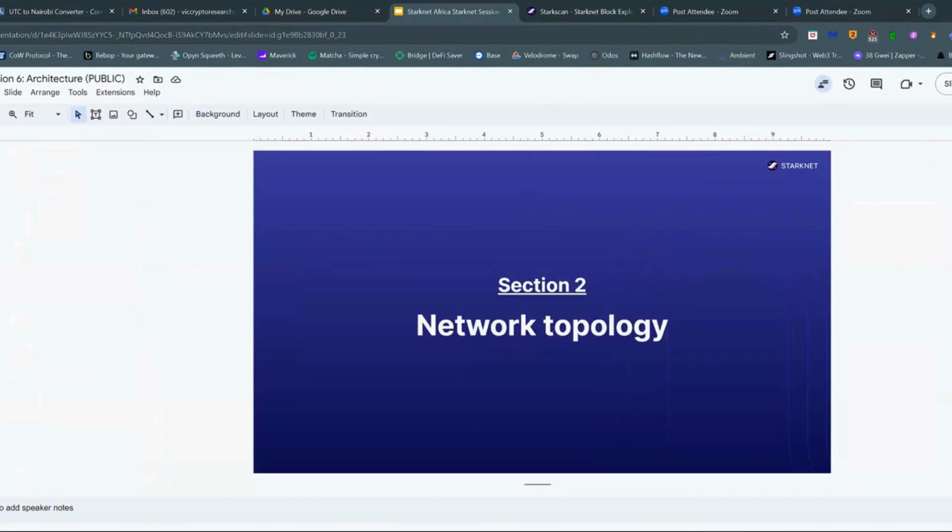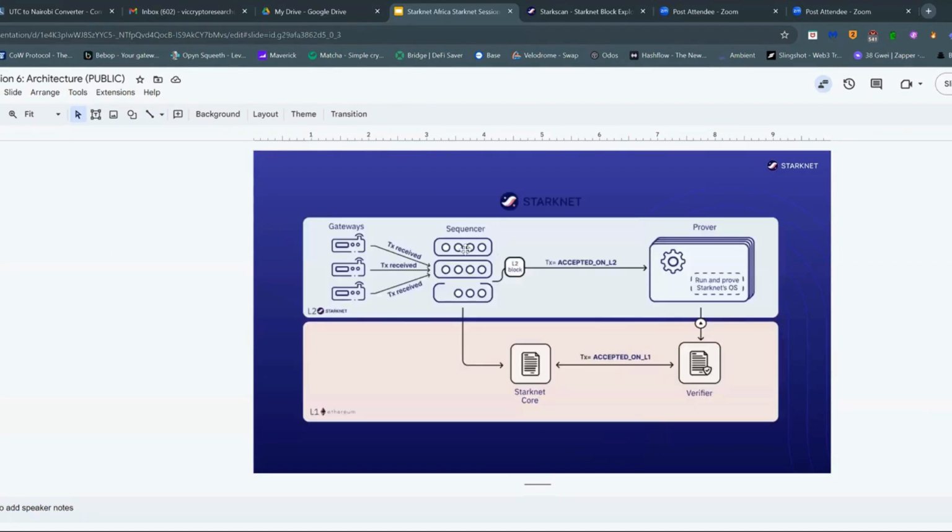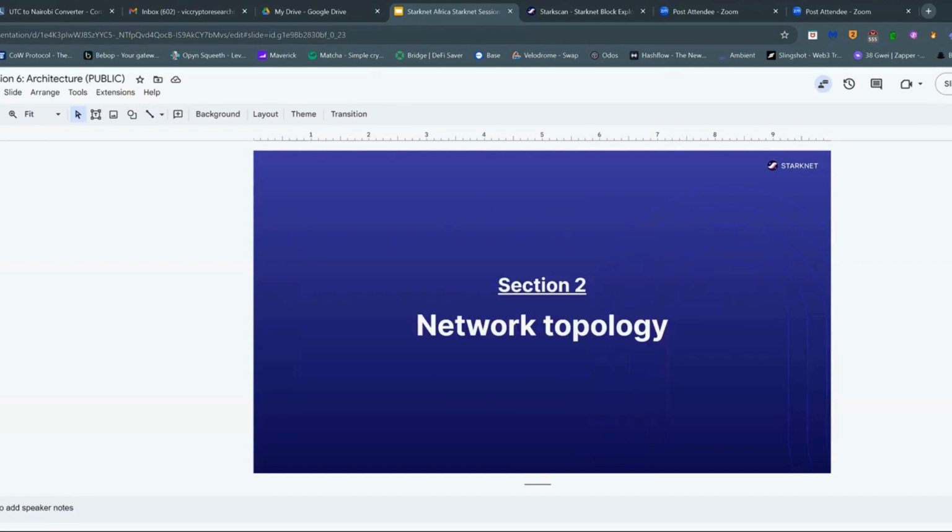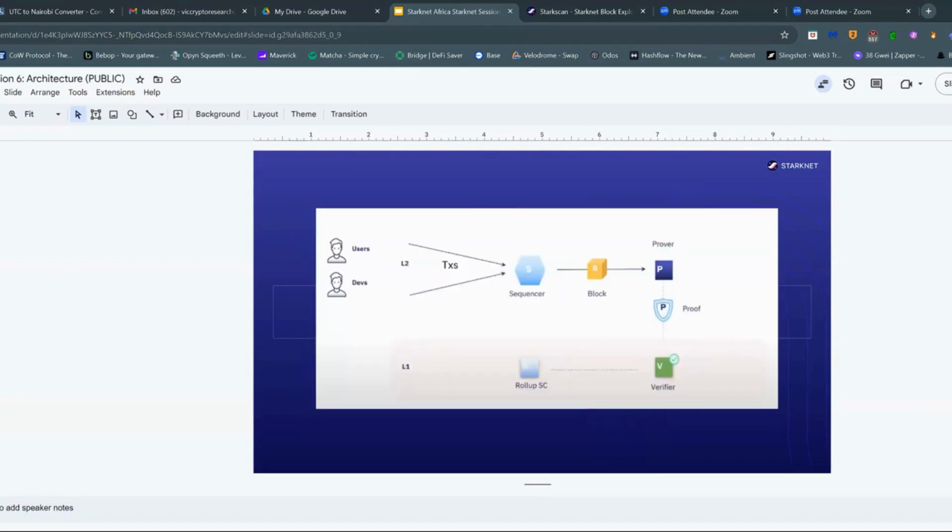Okay, so for the network topology, we are going to cover the two core components of Starknet, where we have the sequencer and the prover. If I may scroll up for you to be able to relate using our initial diagram, we have the sequencer, which executes transactions and creates blocks, and we have the prover. We're going to see what the prover does in a few. So yeah, this is another diagram.